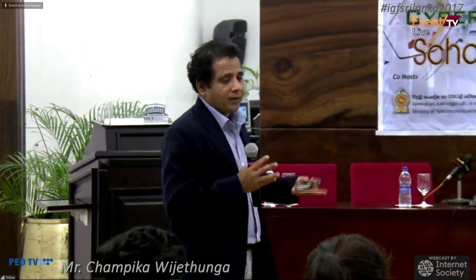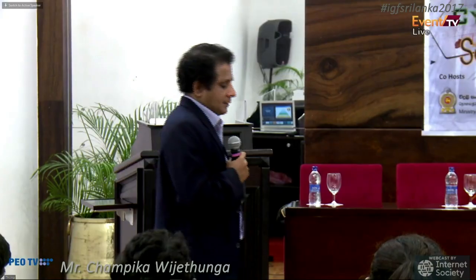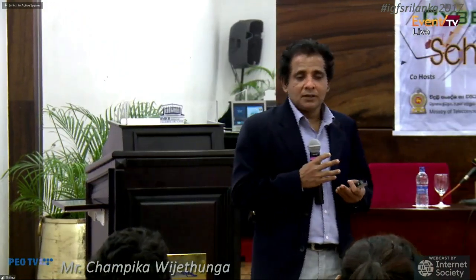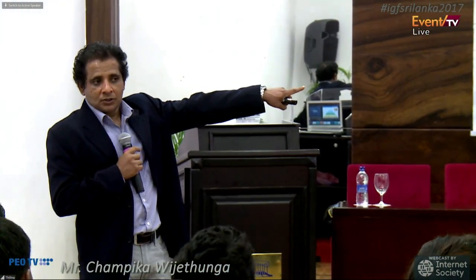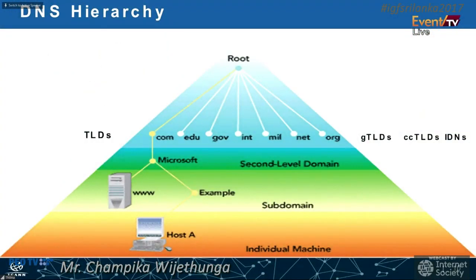Say, for example, Sri Lanka has got LK. India has got IN and so on. Singapore has got SG and so on. So these are all 2-letter ISO standards. CCTLDs are those. There are 200 something countries, and these countries have got their own CCTLD. And then the IDNs. IDNs are internationalized domain names.